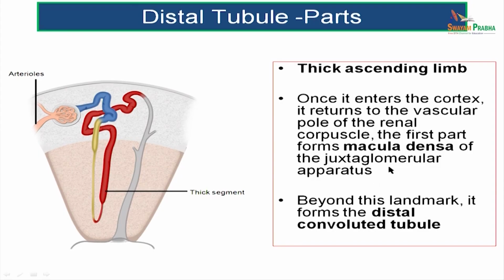I will be talking in detail about the juxtaglomerular apparatus. Understand that once the ascending limb ascends to the cortex, it reaches near the vascular pole of the renal corpuscle of its parent nephron. The first part is going to form the macula densa. Beyond this landmark, it is going to form the distal convoluted tubule.